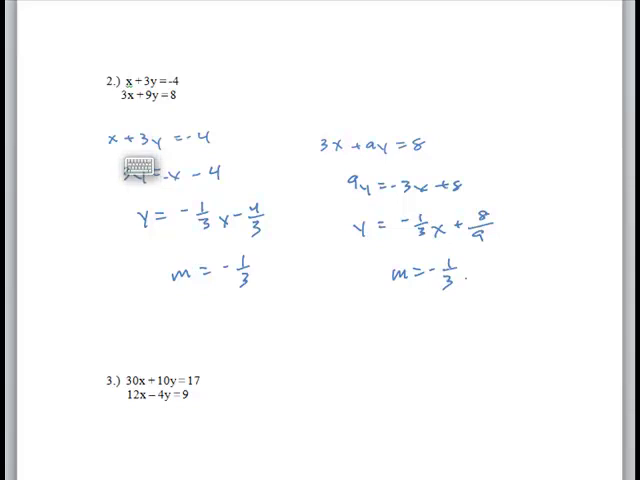So obviously they have the same slope. Take a quick check, make sure their y-intercepts are different, just verifying that they are actually different lines. And they are different, so therefore these two lines are parallel. They would never touch or intersect.